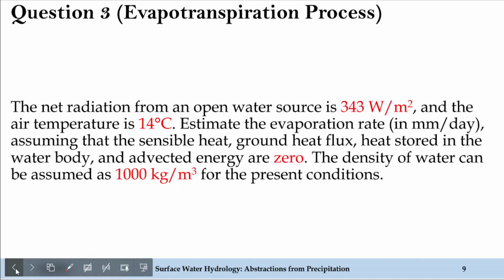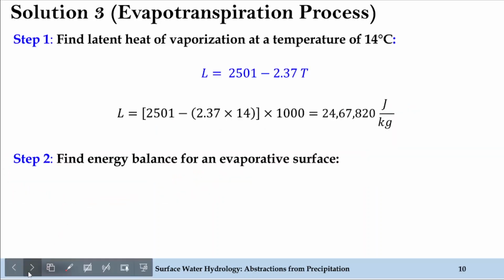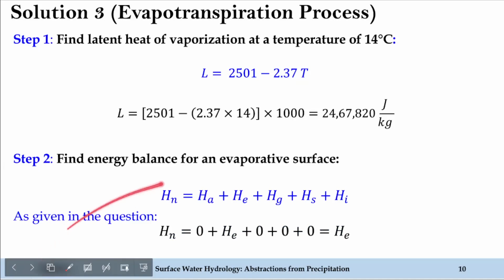For example, we see here the sensible heat Hs, ground heat flux Hg, heat stored in the water body, and advected energy, that is Ha. So all these variables are provided in the problem. But the fact is that Ha is 0, Hg is 0, Hs is 0, and Hi is also 0. So altogether we are left with He. So Hn is equal to He based on the conditions provided in the problem.